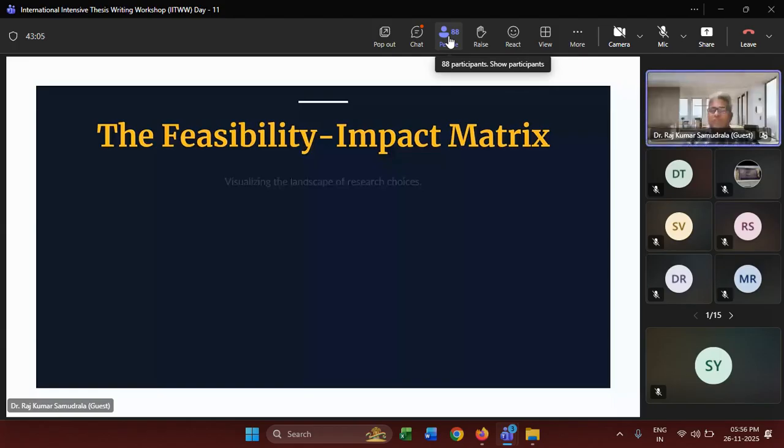That's why the feasibility and impact matrix visualizes the landscape of research choices. Now we're really happy with the AI because with that all the things are made easy, but we don't know in the near future. Some of the robots are thinking on their own. It has started already.